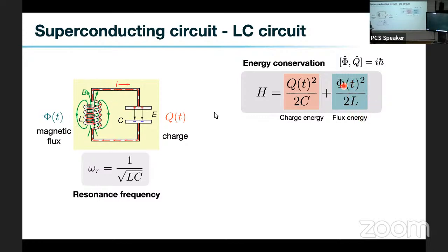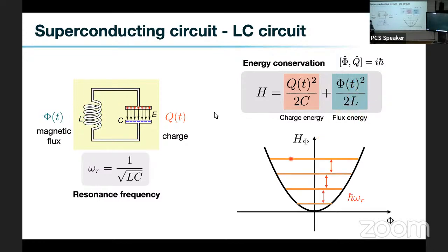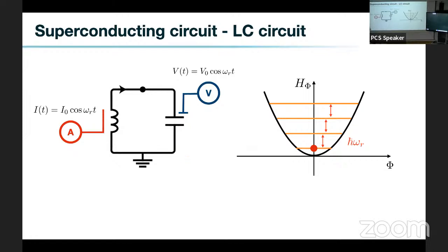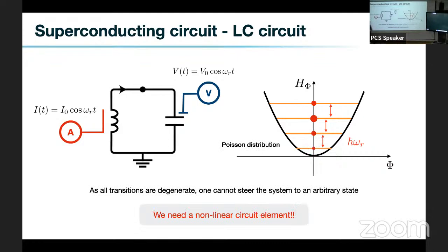I will consider the flux energy as the potential energy. If I draw the potential energy, it has a harmonic oscillator shape, and it has a degeneracy in the energy levels. There are two ways to drive the system: the first is the current, and the second is the voltage. If we oscillate this driving source at the resonance frequency, then we can manipulate the system. For instance, if we prepare the initial state as 0, then by this drive we can excite the state. At this level, there are two options: excite it further or lower it into the ground state. In the end, if we consider all contributions, it will approximately follow a Poisson distribution.